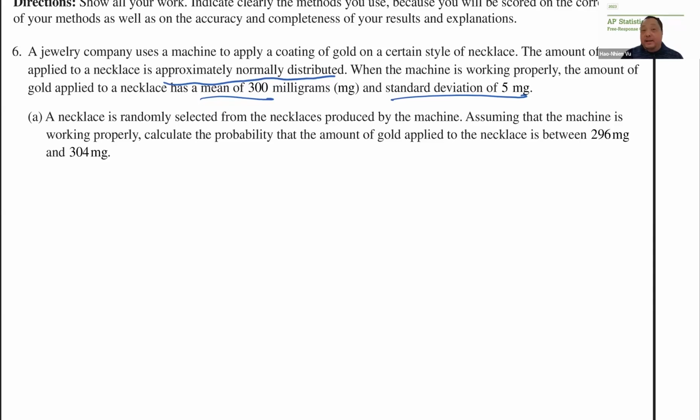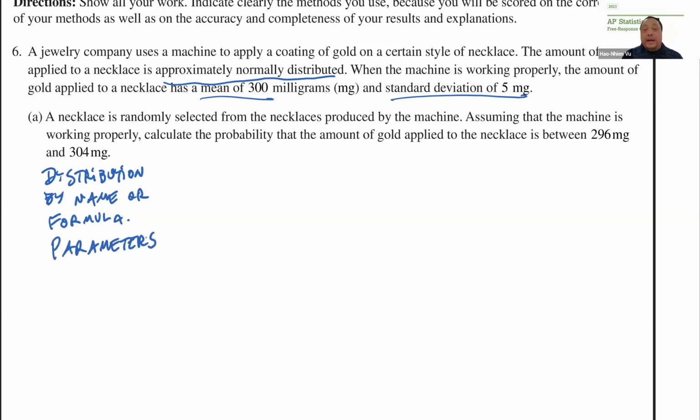Question A is a normal distribution question. Well, for any probability distribution question, they want you to show the distribution by name or formula, the parameters that define that distribution, and the interval over which you're calculating your probability.